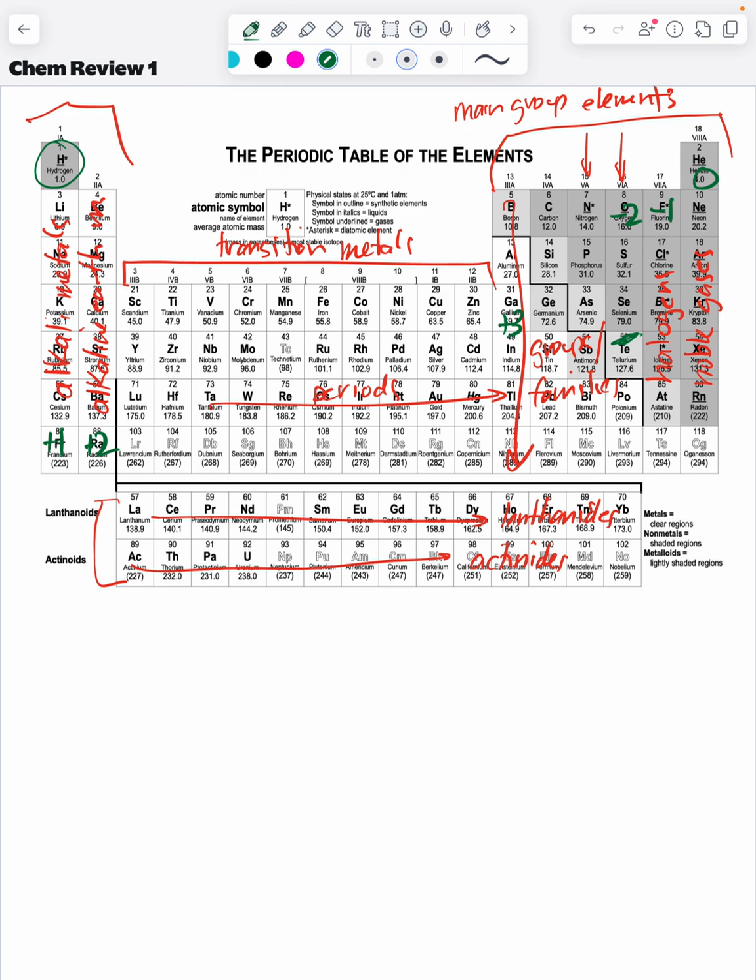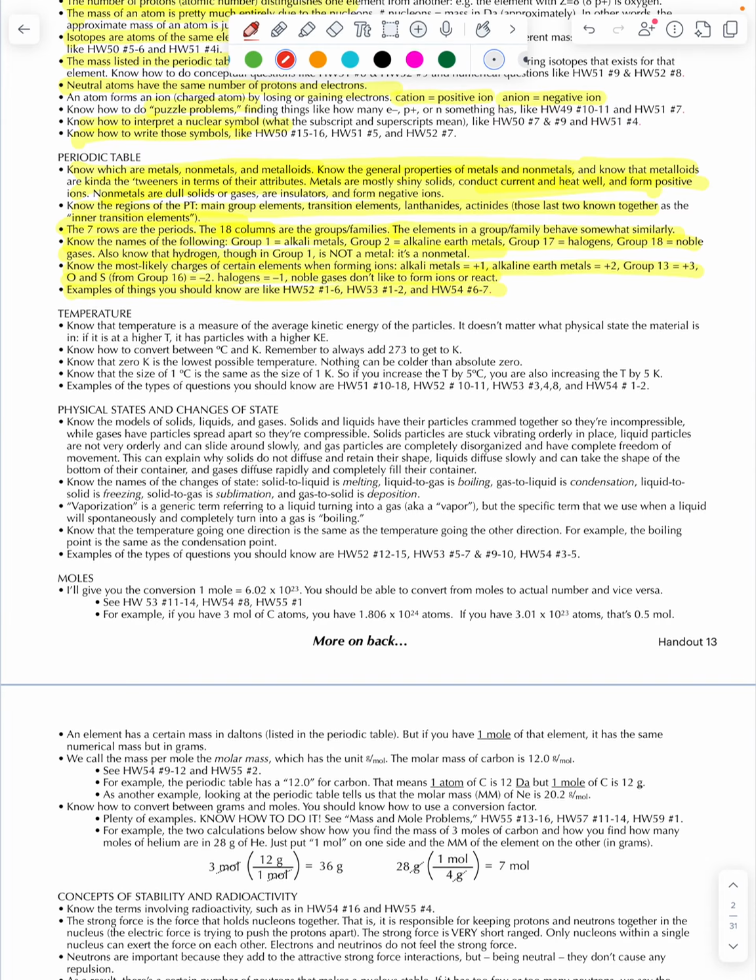Now temperature, go back to my smaller pen, there we go. Temperature, I might ask you to convert between Celsius and Kelvin. I kind of feel guilty because I'm not sure if I told you to write that down. I don't think it's worth asking, but you should just write it down just in case.